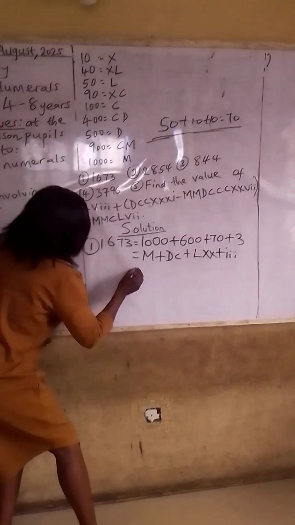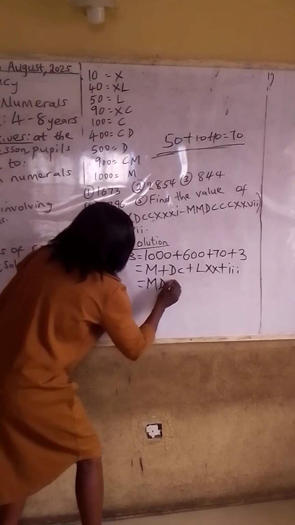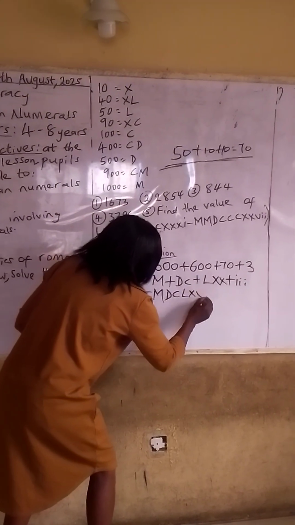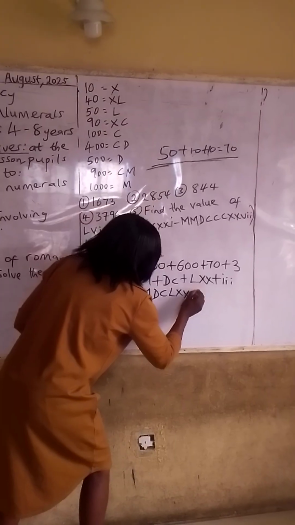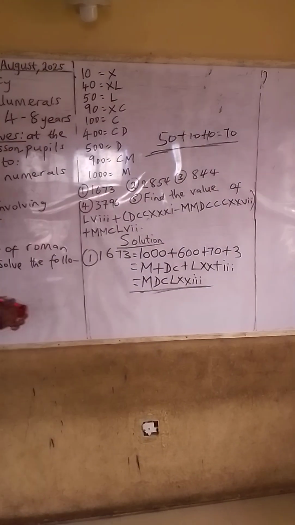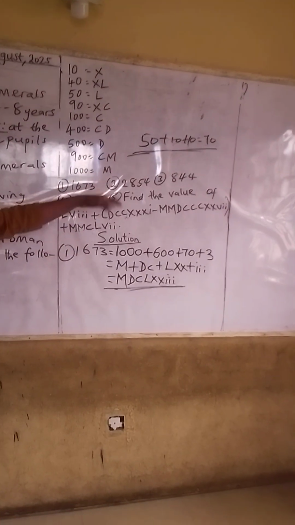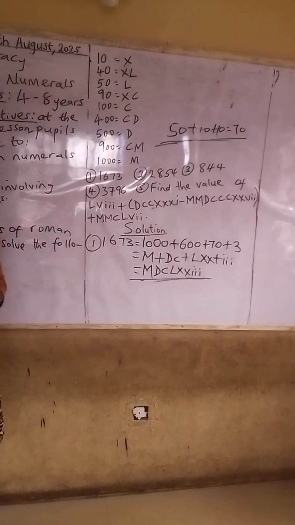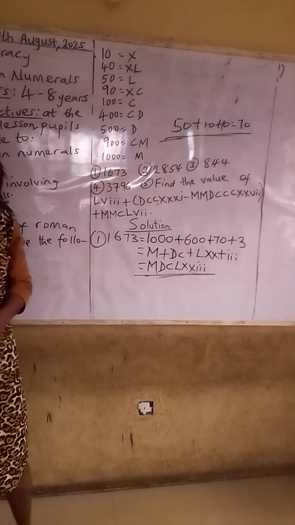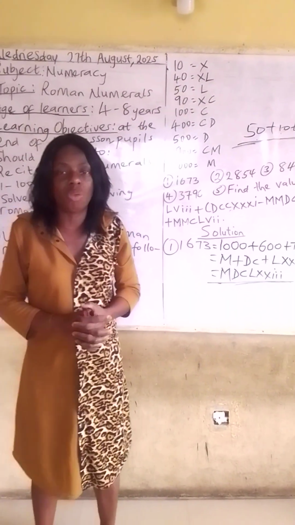Now add it up together. We are having our final answer to be M, D, C, L, X, X, I, I, I. That is your final answer. Are we there? I'm going to do one more and I'll give you the others. You're going to answer the other questions on your own as well. When you are done, please do me a favor by sending your work to me. I'm going to assess you and tell you if you're correct or not.